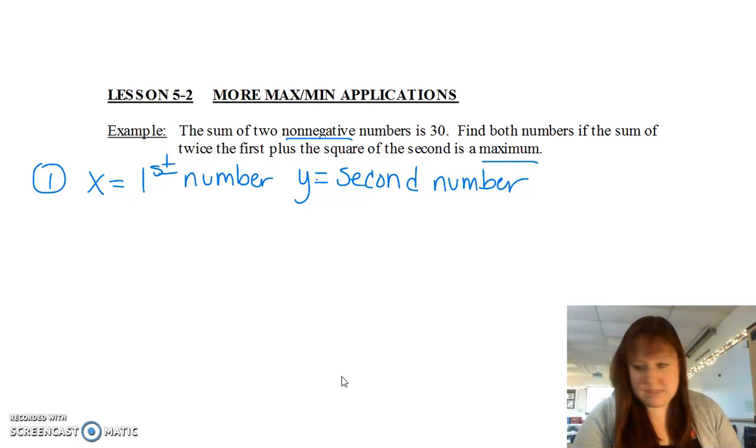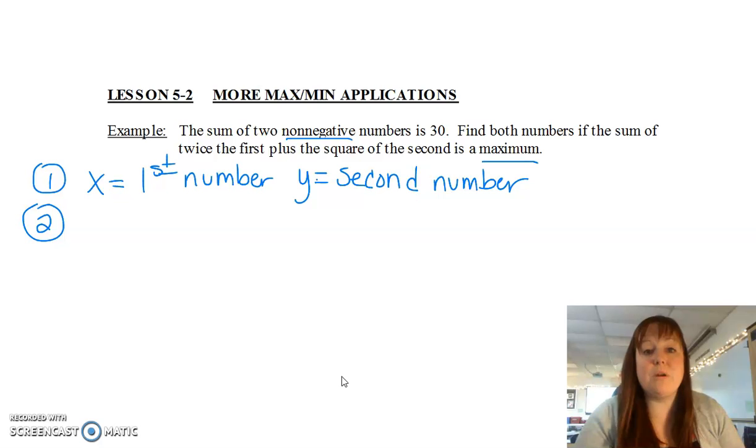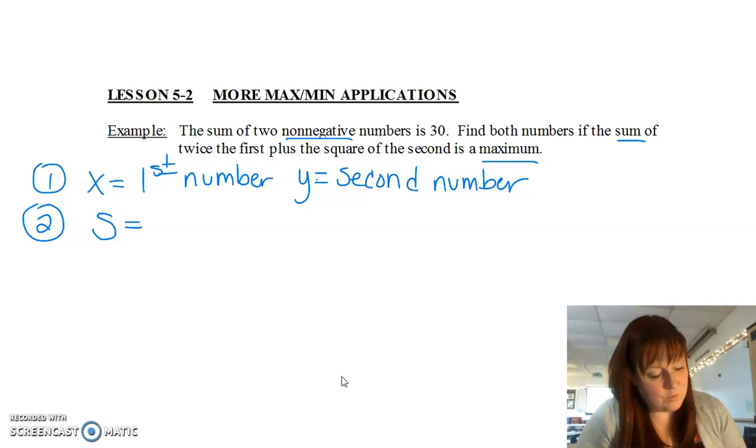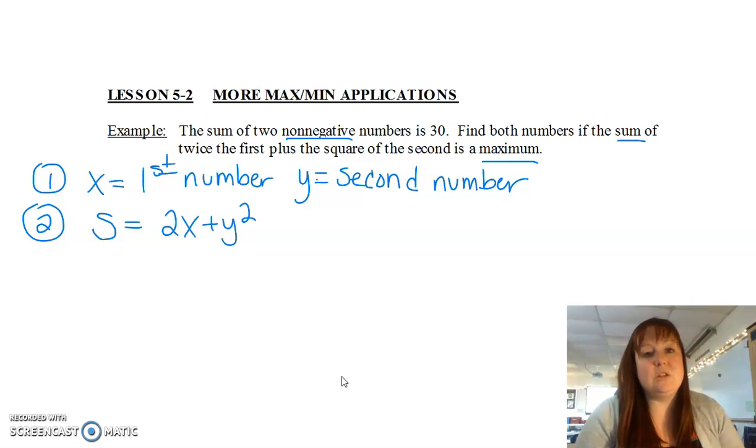So our second step is to write a primary equation for what needs to be maximized or minimized, right? So we go back to our problem and look at what needs to be maximized here. I underlined maximum, and it says find both numbers if the sum of twice the first plus the square of the second is a maximum. So our sum is going to be maximized, so our primary equation is going to be dealing with the sum, and twice the first number plus the square of the second number would look like that, 2x plus y squared, right? That's what that means. And we want to maximize s, the sum.